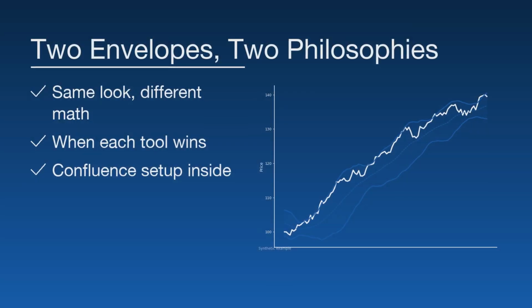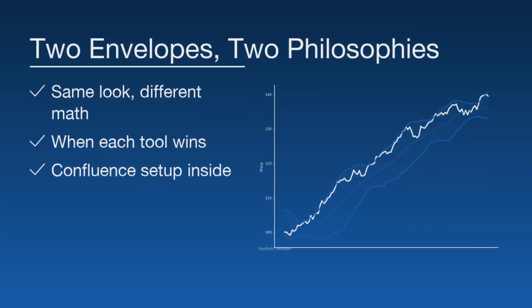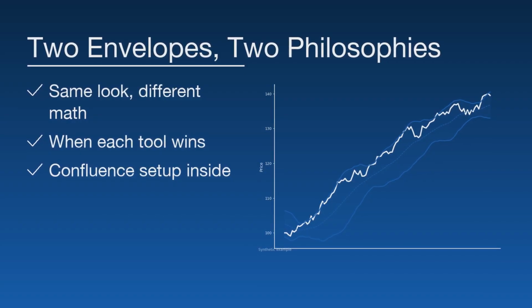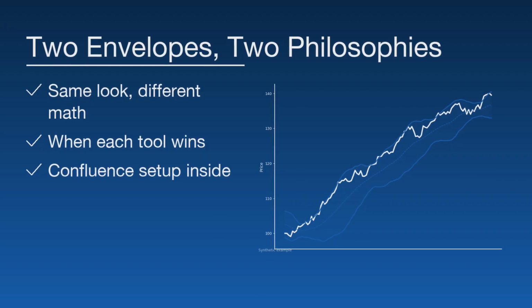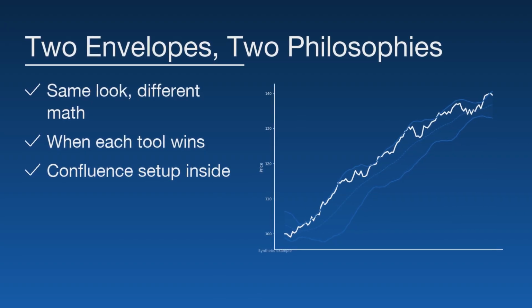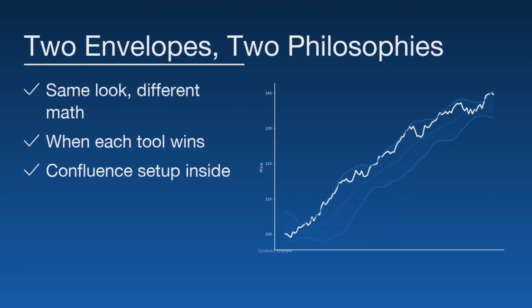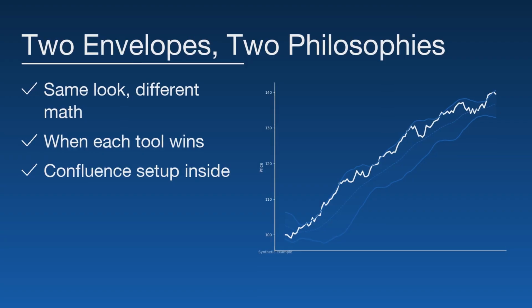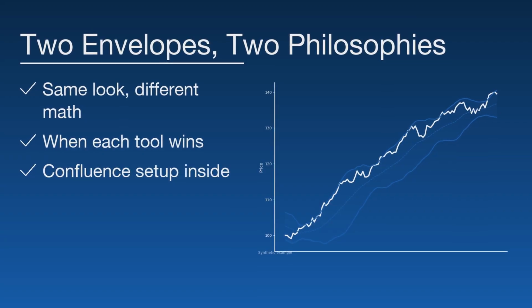Keltner channels and Bollinger Bands look almost identical on a chart, but they measure volatility in fundamentally different ways. Today we're going to dissect both, show you when each one shines, and reveal a powerful confluence trick that uses them together. If you've ever been whipsawed by a band touch, this is the episode for you.